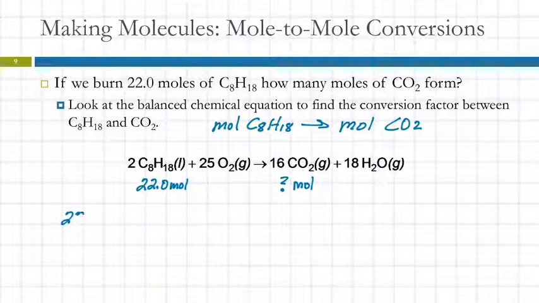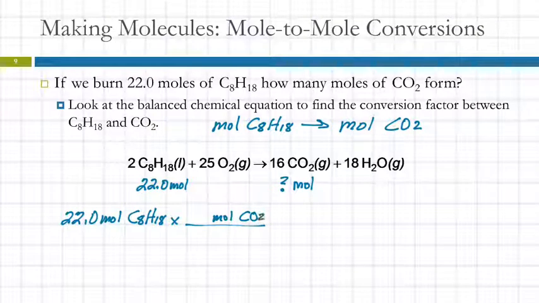So 22.0 moles of C8H18. We can't just write mole because we've got moles of CO2 and we've got moles of octane. And we need to know which mole we're referring to. So I'm going to have a fraction, and I'm trying to go to moles of CO2, so I put moles of CO2 on top, and moles of octane on the bottom. This is exactly what we did with the pizza and the cups of cheese. The moles cancel out.